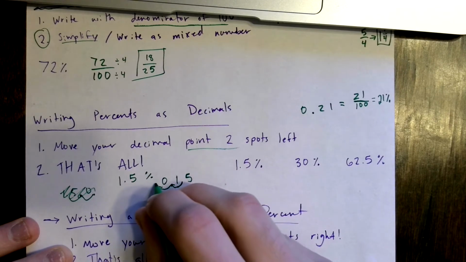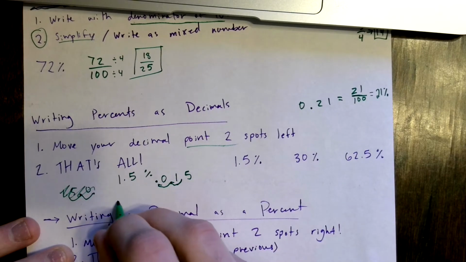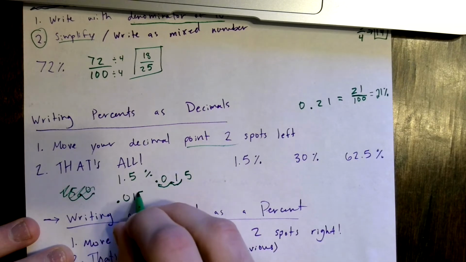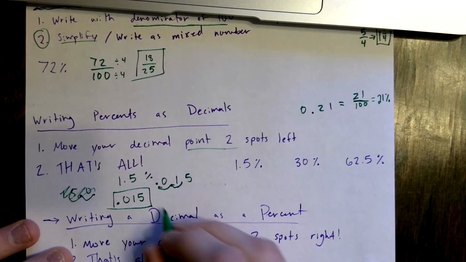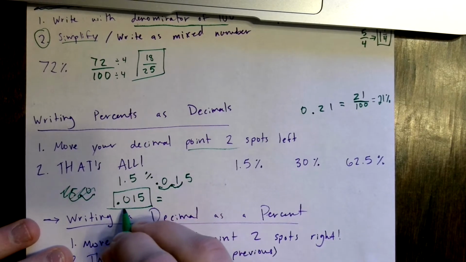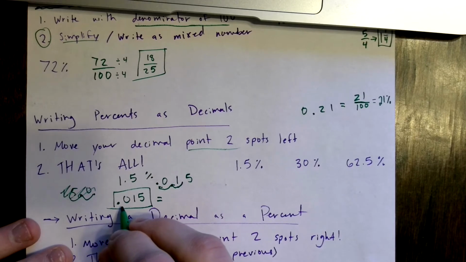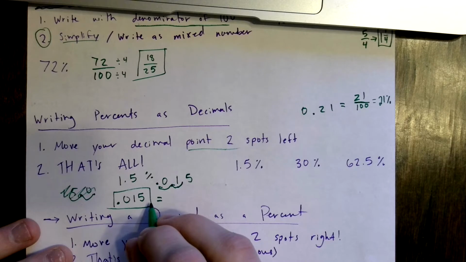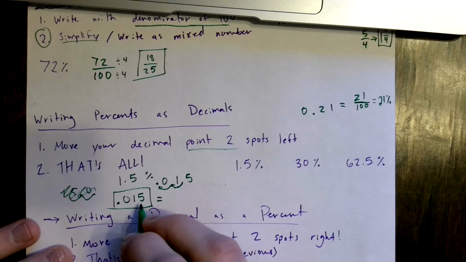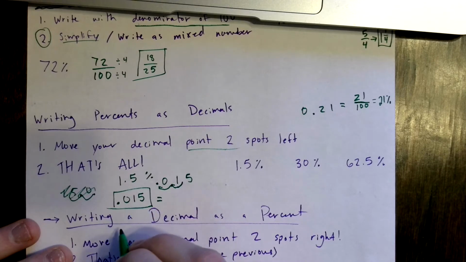Now we're going to toss in a 0 right there, and our decimal point goes right there. 0.015. That would be our decimal of that. If we were to write this as a fraction, I would read this out loud, and it would say 15 thousandths. We got our tenths, hundredths, thousandths. 1.5%.